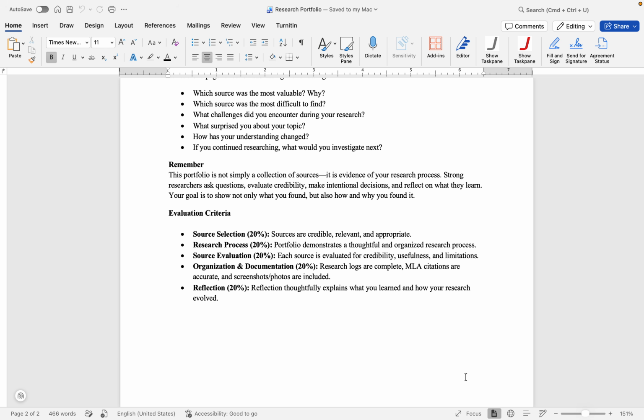And then the last thing on these assignment instructions, which of course are available on eCampus, are how I'm going to be grading you. I'm looking at what sources you found. I'm looking at your research process. I'm looking at your source evaluation. I'm looking at how you documented everything. And then I am looking at your reflection.